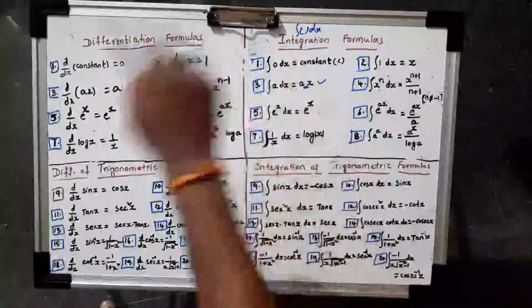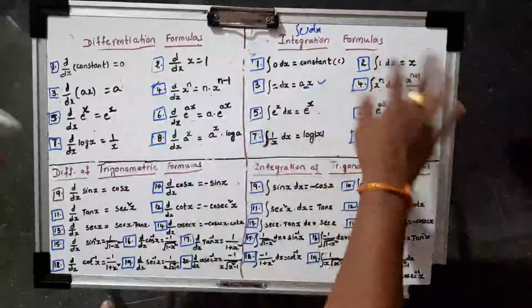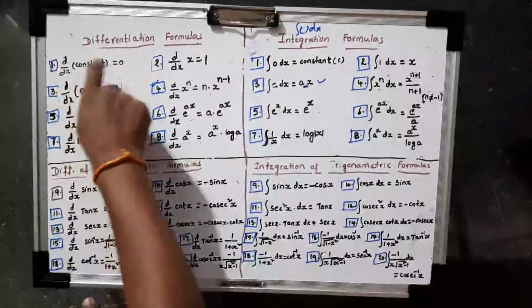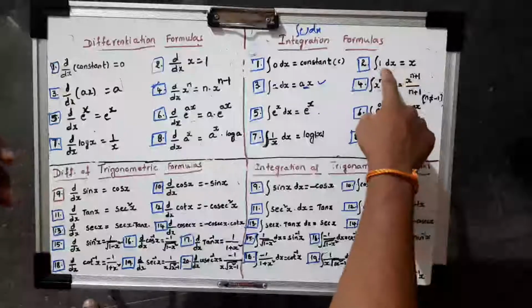That's why this one we use very rarely. From the second formula onwards, we use them more. But here this is very important: derivation of constant is 0. Here see, derivation of x is 1. Here integration of 1 is x.